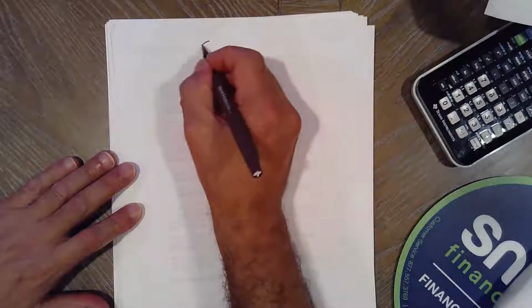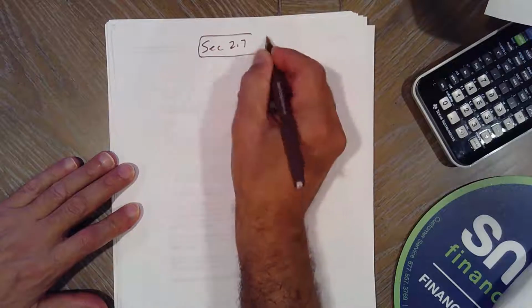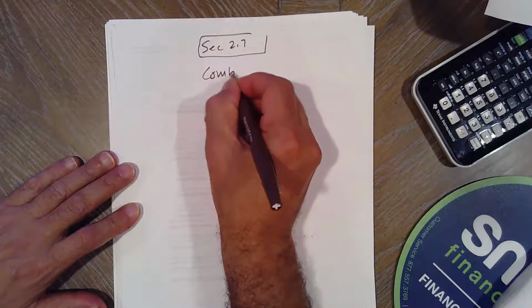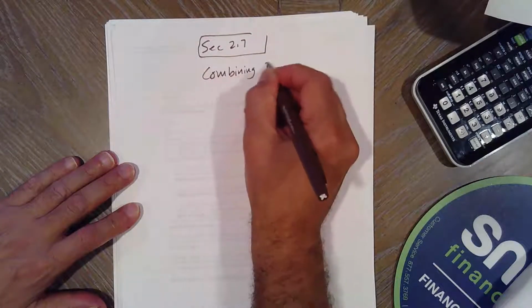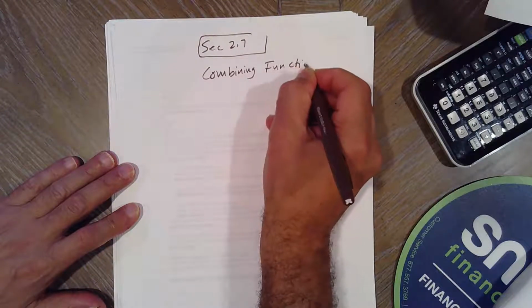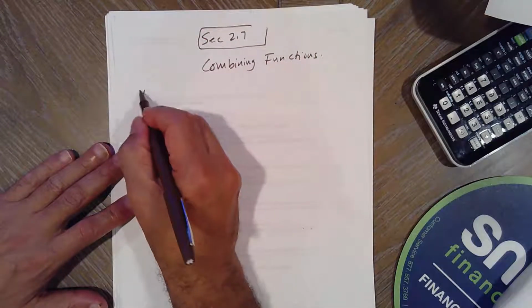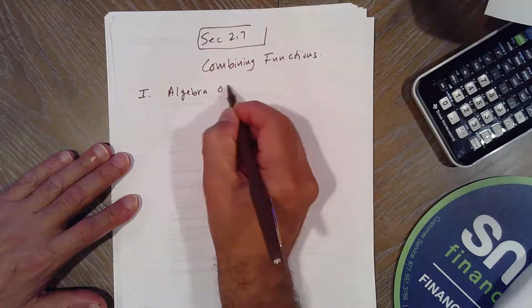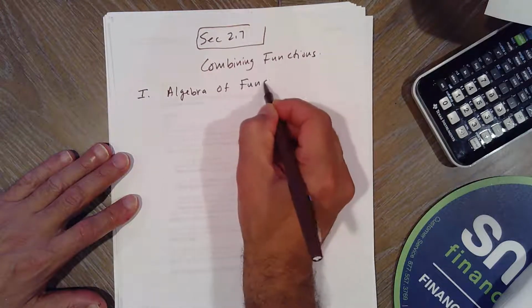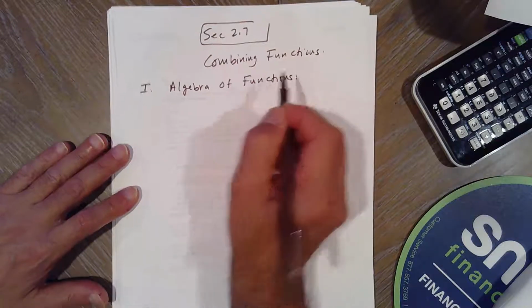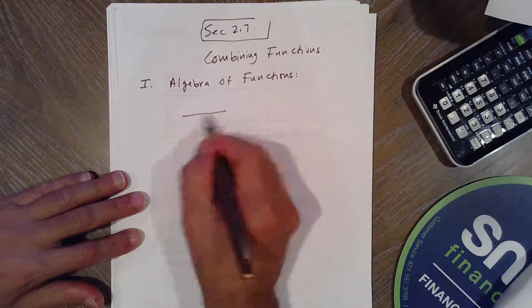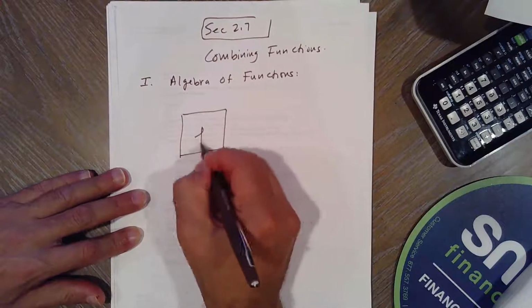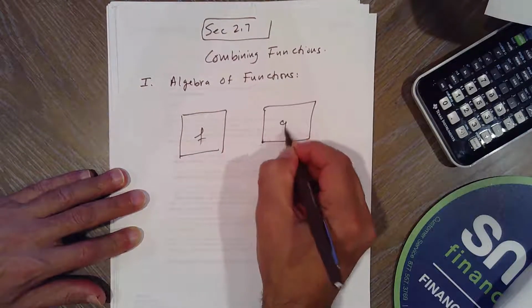Next, we're going to talk about section 2.7, which is about combining functions. So first, we're going to discuss algebra of functions. Basically, in the first part, we're going to talk about given two functions, function f and function g.